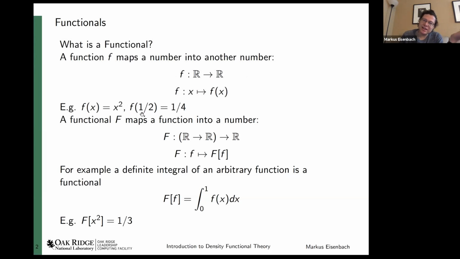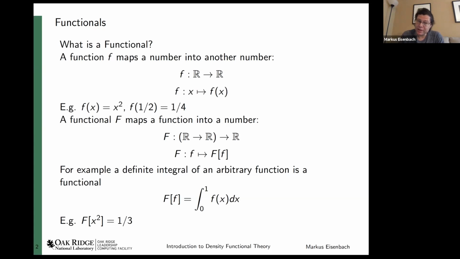If we take f of 1/2 for f equals x squared, we get a quarter. So we're all familiar with this, and we know how to do differentiation, integration, all that fun. But now a functional is actually a function of a function. So a functional maps a function into a number. So we can formally write it as something that takes a function from the real numbers to the real numbers into a real number.